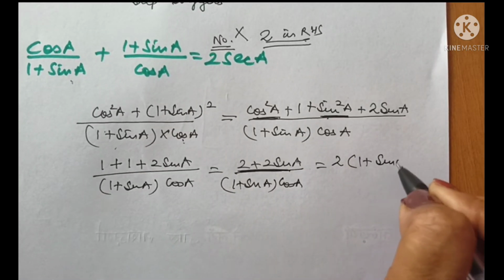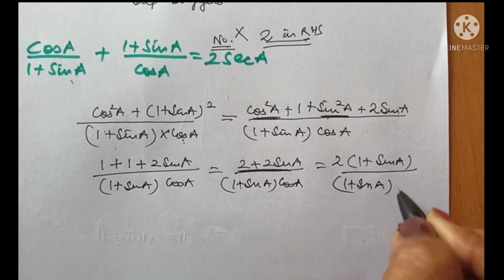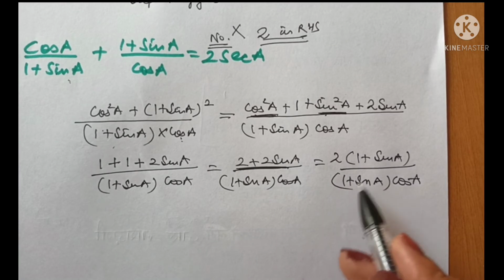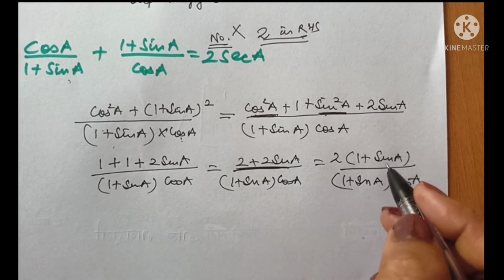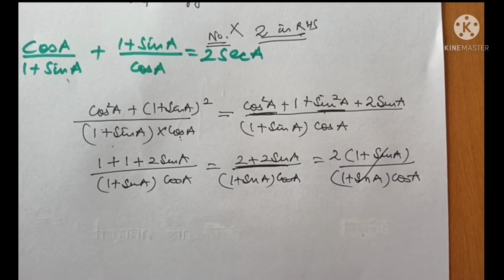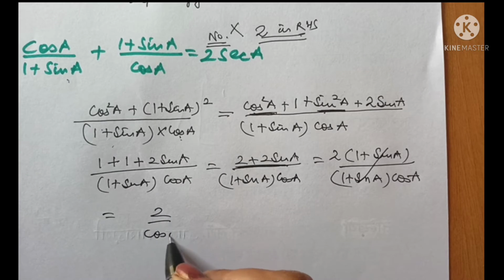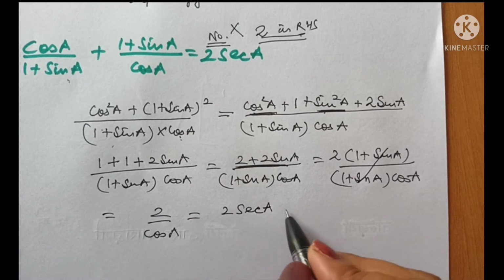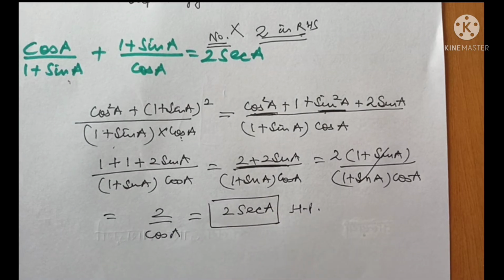I get 1 plus sin A divided by 1 plus sin A multiplied by cos A. Denominator as it is, no change. And clearly you see this step itself is telling you that cut me. 1 plus sin A is shouting to you that cut me. So I am left with 2 by cos A, which is equal to secant A, since cos A can be reciprocated as secant A. And this is what was required to be proved, hence proved.